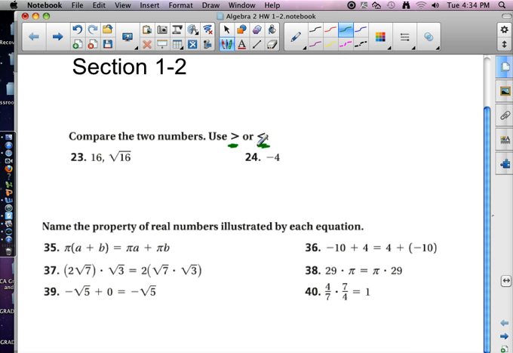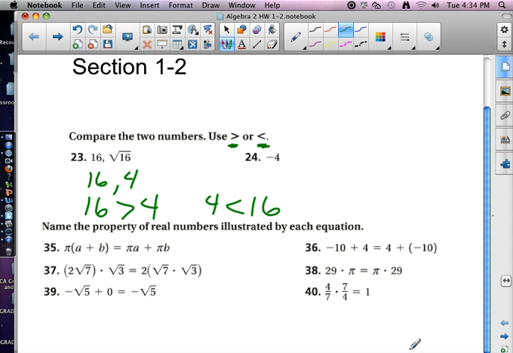So what you have to do is first evaluate the numbers and figure out what they are. The square root of 16 is 4. So pretty obviously 16 will be greater than 4. So there's your comparison. Otherwise, you could certainly flip them around and say 4 is less than 16. We just need to compare those two numbers as we go through and look at those problems.